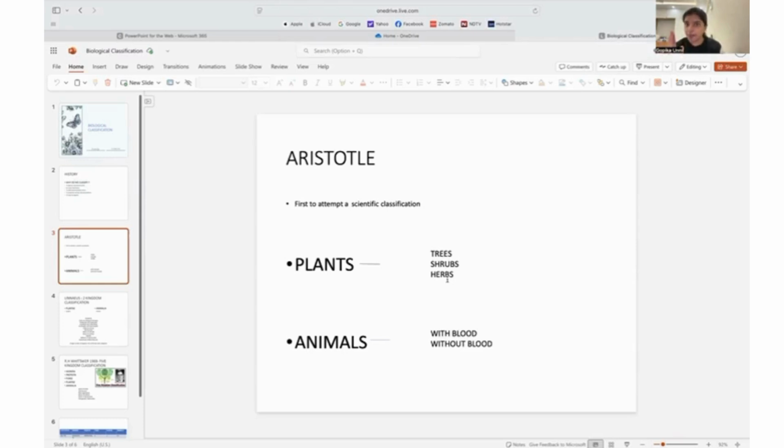So I hope you understood. Herbs, shrubs, and trees. Now this you might have heard in your lower classes. Now coming to animals, it's with blood and without blood. Okay, very easy to remember. Animals which bleed, animals which do not have blood. And then some scientists found this very inadequate. Obviously, this is a very dated classification. So a person came with a better one. Now let's see who came and what he came up with.